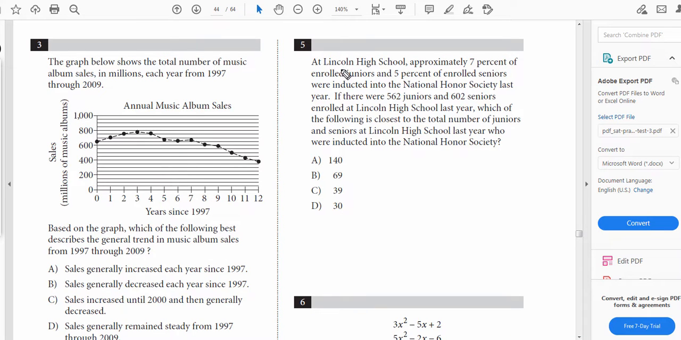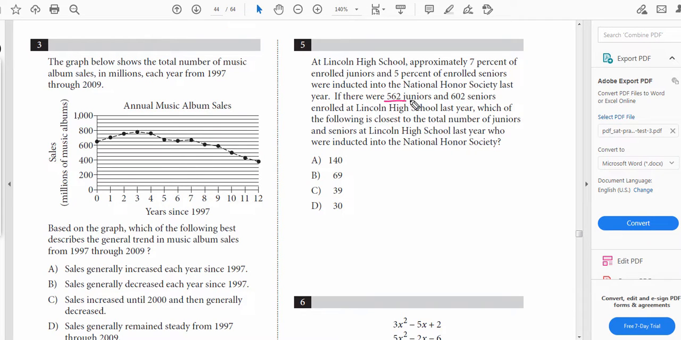Alright, so question number 5, it says at Lincoln High School, approximately 7% of enrolled juniors and 5% of enrolled seniors were inducted into the National Honor Society last year. If there were 562 juniors and 602 seniors enrolled at Lincoln High School last year, which of the following is closest to the total number of juniors and seniors at Lincoln High School last year who were inducted into the National Honor Society?